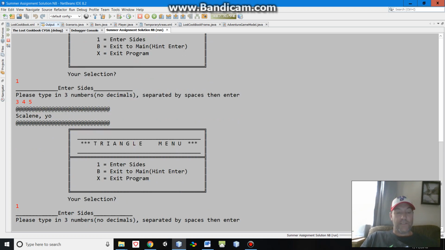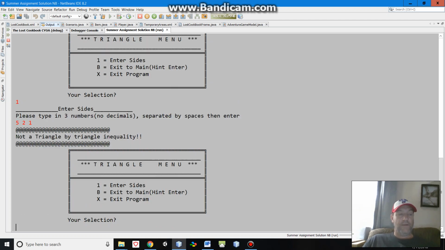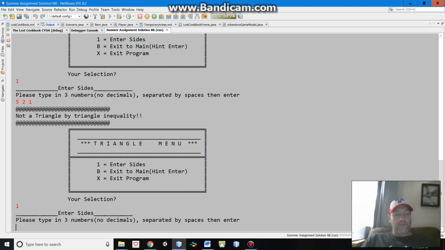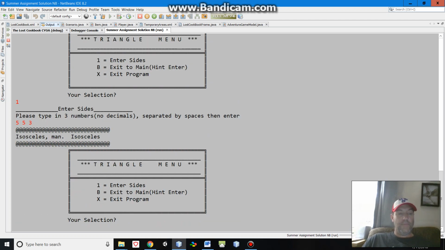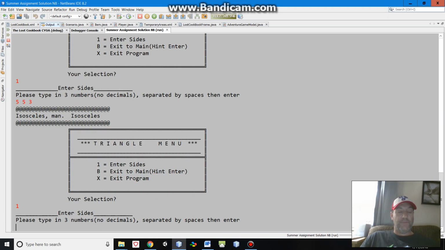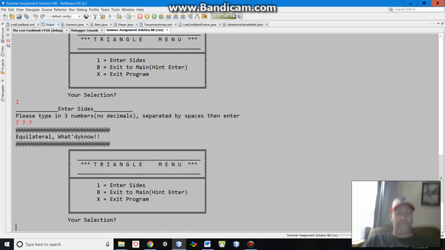And let's enter in something that's not a triangle, because of the triangle inequality. The third side can't be greater than the other two sides added together. Let's see an isosceles triangle where two sides are both the same, 5, 5, and 3. And we also have the possibility of an equilateral triangle. So that's good stuff. Exit back to the main.